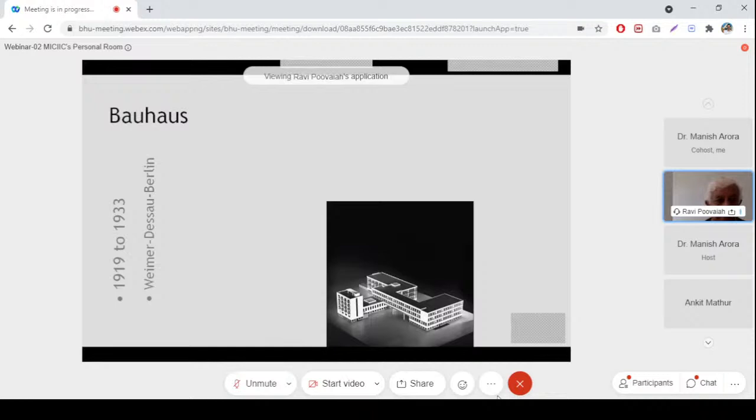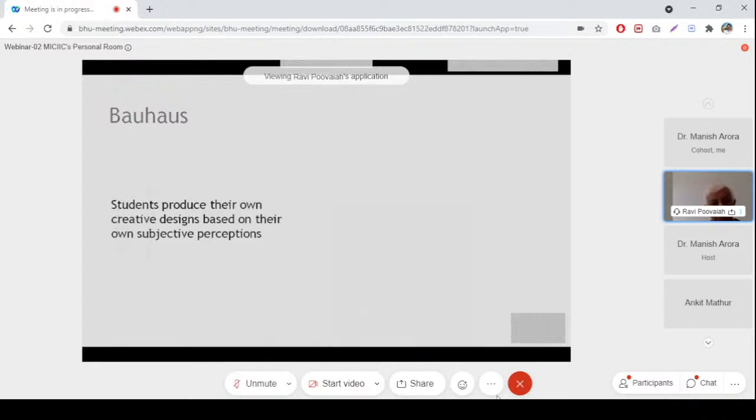This was started in 1919, but interestingly, the school had to change places thrice. It was in Weimar, then it went to Dessau, and then to Berlin at the end. In 1933, because of the political situation, the school had to be closed down. But it questioned a lot of things which are of big importance to us. Especially, we have to thank these schools for having shown the way towards how to actually teach design.